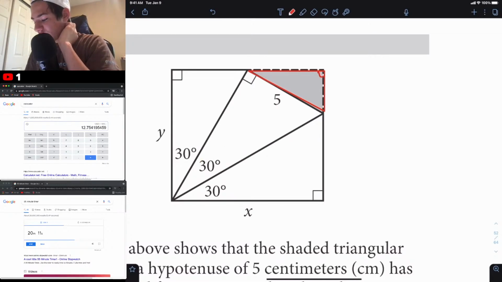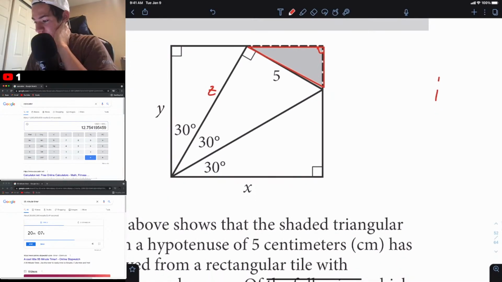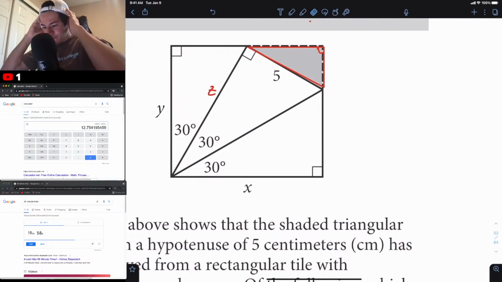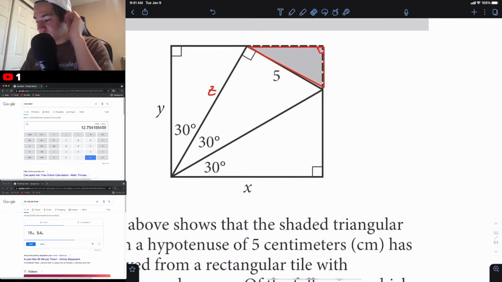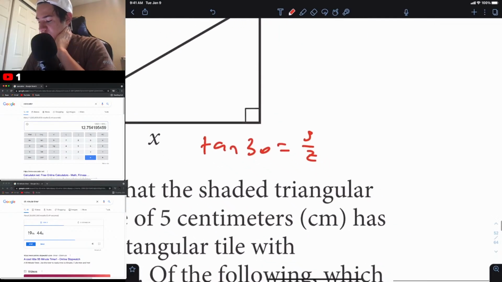So what I'm saying is that we can just do tangent on this one, right? Let's call this z or something. Okay, whatever. So the tangent of 30 here is going to equal the opposite over adjacent, so 5 over z, I guess.